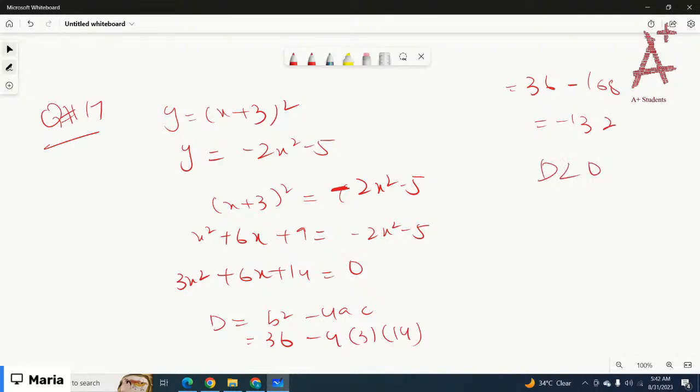That means D is less than 0. That means there are no solutions of the equation, so the relations never intersect, right? Because this equation has no solution. That means they never intersect each other, right?